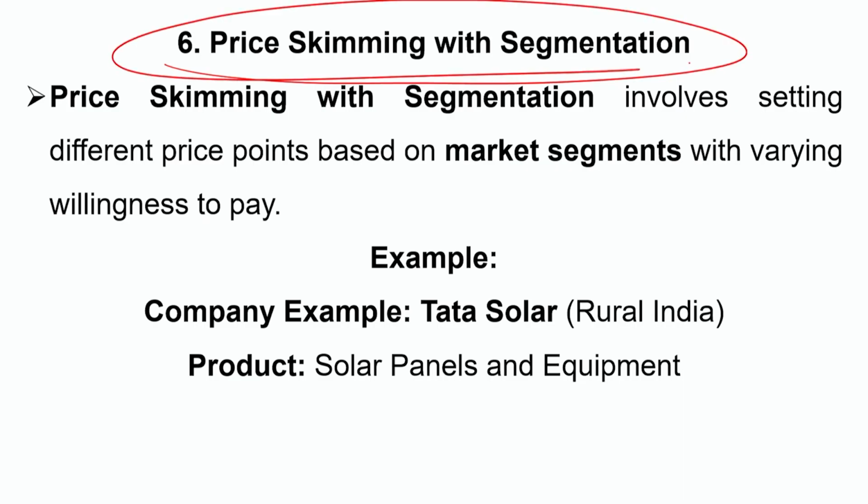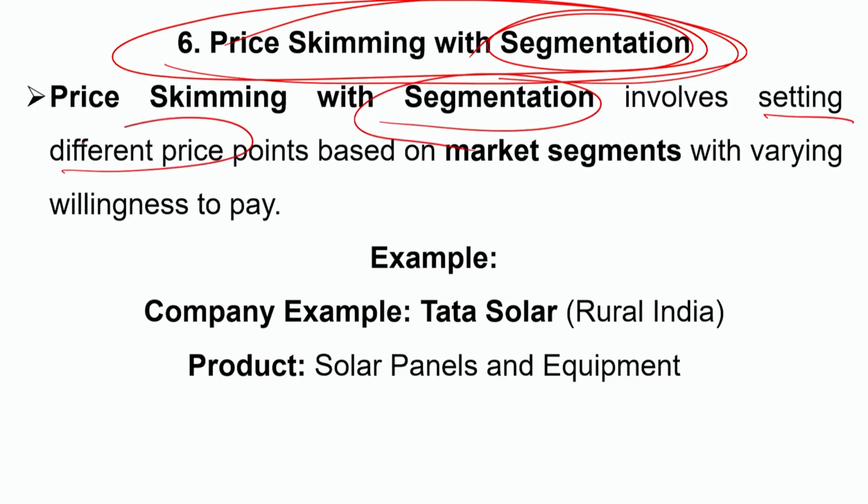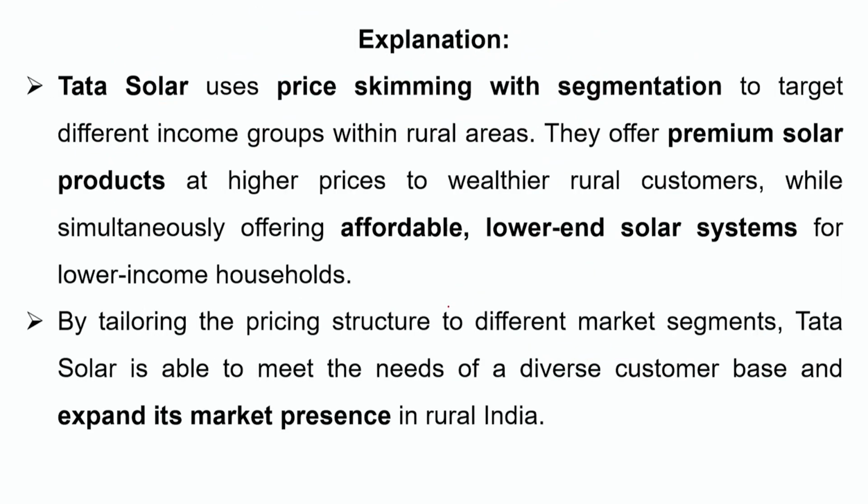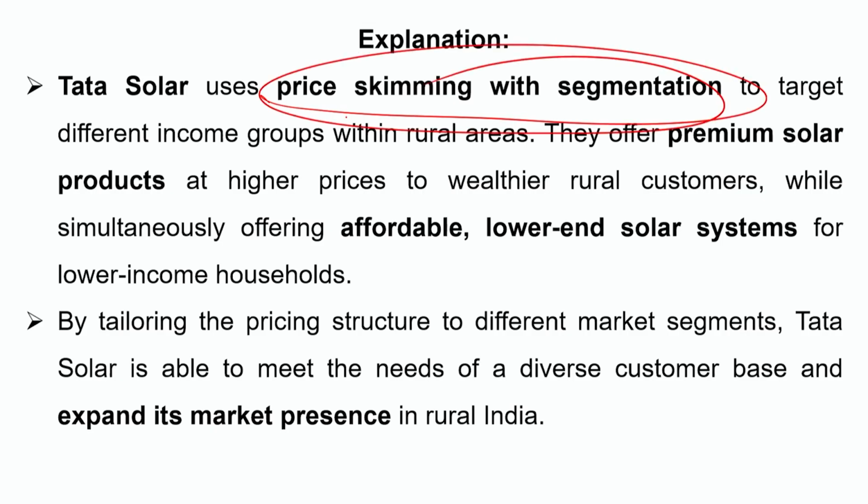Price skimming with segmentation. I told you skimming. Firstly, a high price is kept, then after some time lowering is there. But segmentation is there. Segmentation is nothing but dividing the group into homogeneous categories on the basis of income, on the basis of occupation. So in this, segmentation means setting different prices based on market segment. For example, say Tata Solar, what they do, I will just explain to you. Tata Solar uses price skimming with segmentation to target different income groups.